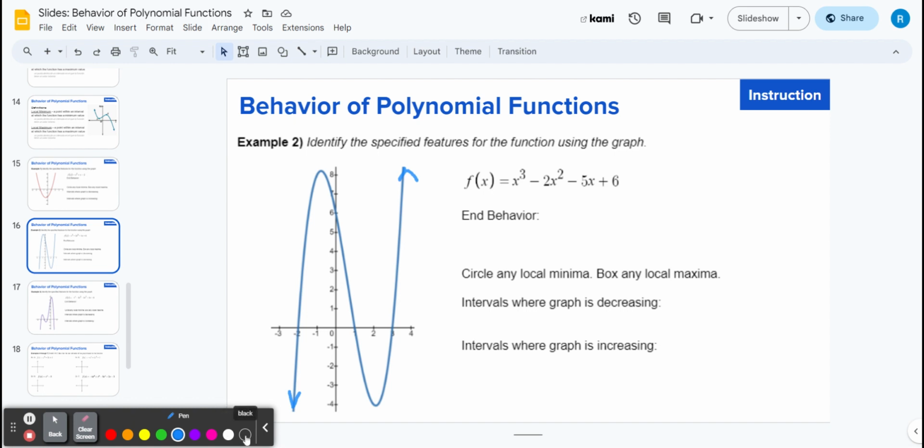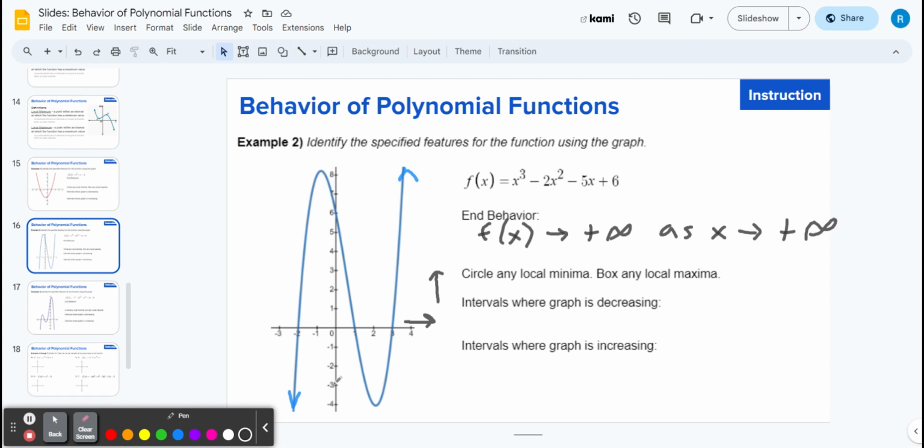If you want to try this on your own, please feel free. But let's start talking about, as we move right, what is our graph doing? As I go to the right, towards positive infinity on our x, it looks like our graph continues to increase forever. So f of x goes towards positive infinity as x goes towards positive infinity.